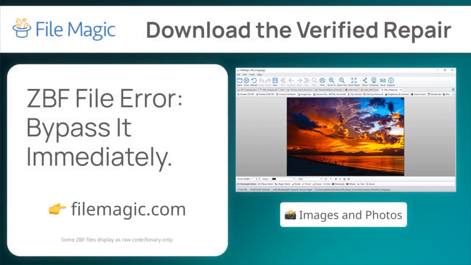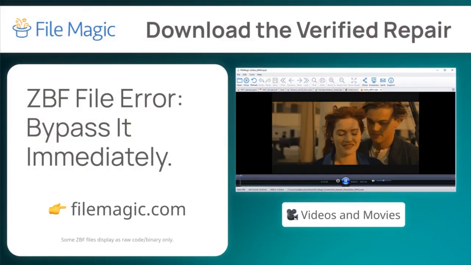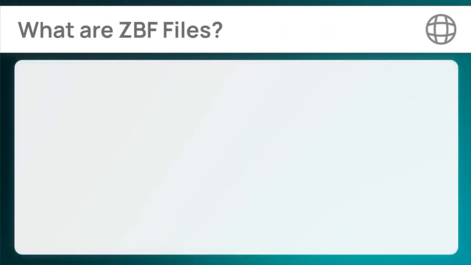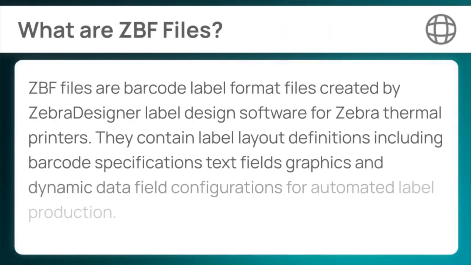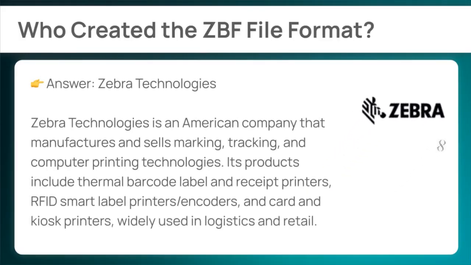We're going to rely on one simple but powerful ZBF file inspection tool that is capable of reading and repairing hundreds of file types. ZBF files are barcode label format files created by ZebraDesigner label design software for Zebra thermal printers. They contain label layout definitions, including barcode specifications, text fields, graphics, and dynamic data field configurations for automated label production.